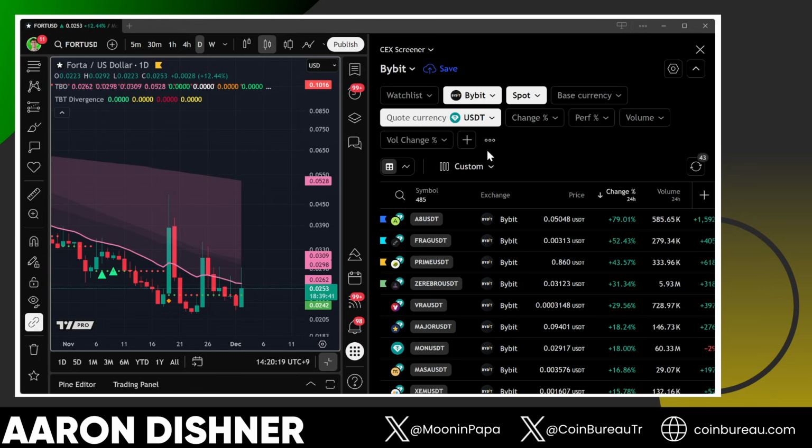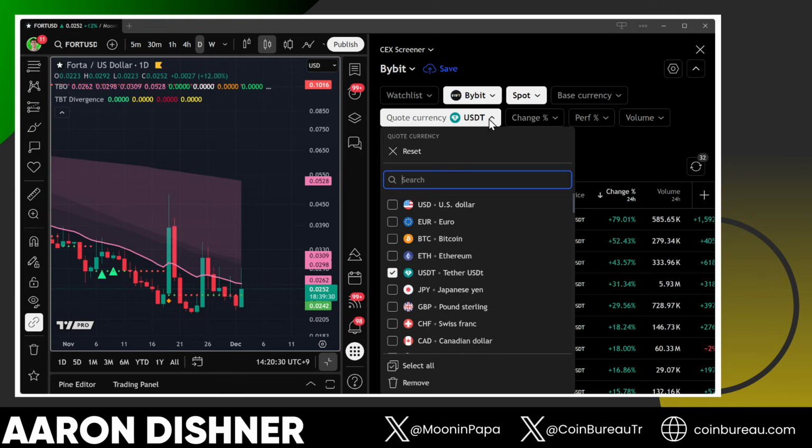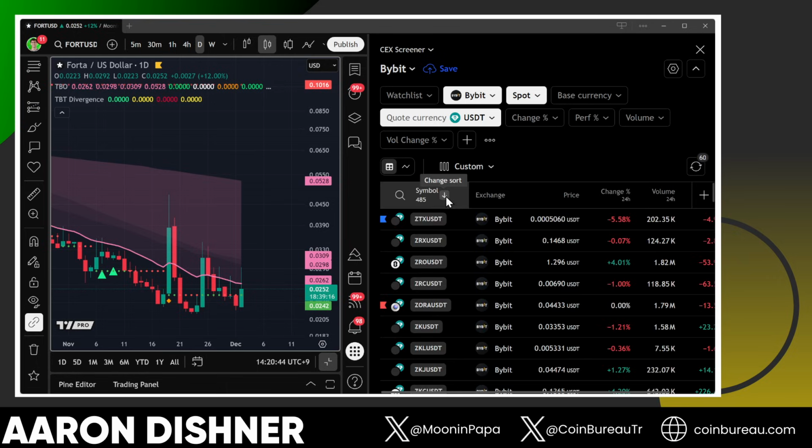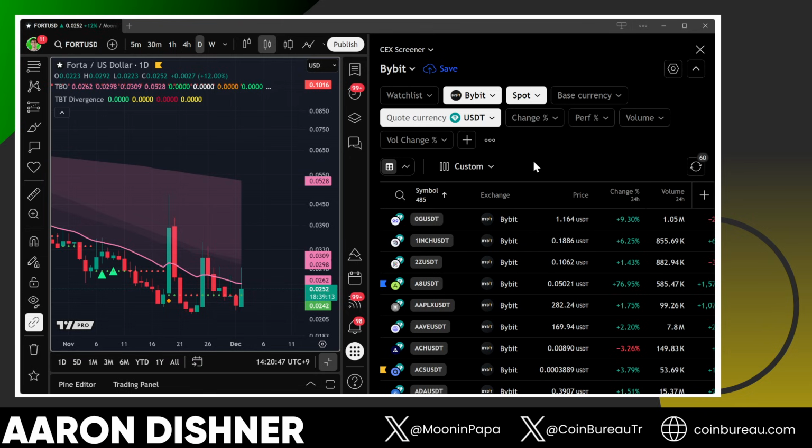Now, here's the cool part. The screeners can do a whole lot of stuff. You can sort by exchange, you can sort by the market, or they say the symbol type, the quote currency, which in this case is Tether, and a lot of other stuff. We're going to keep this as simple as possible. So if we just look at these values here, we can see that we have 485 symbols available to us to pick from on Bybit.